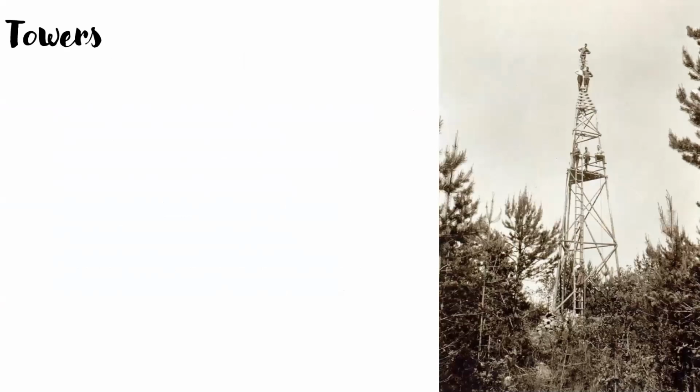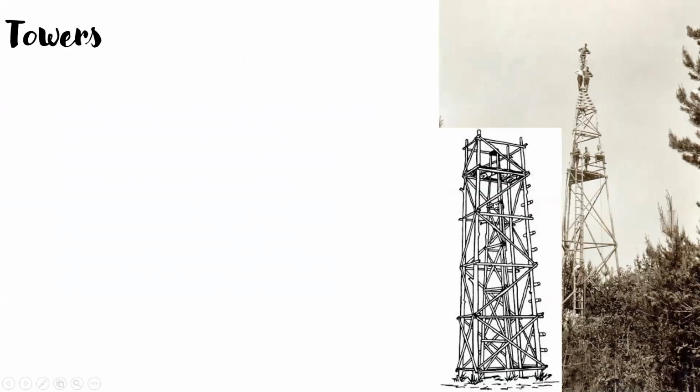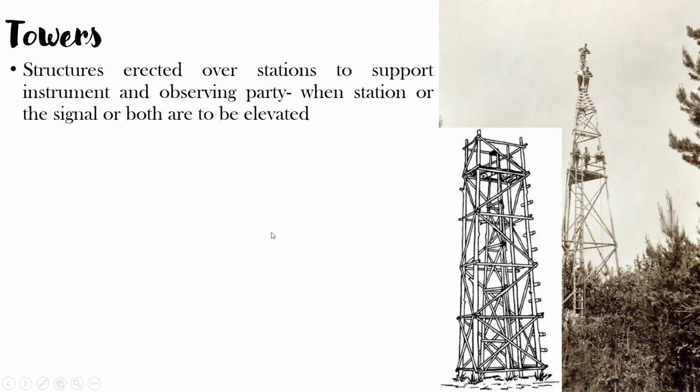What are towers? Towers are structures. Here you can see a component wherein 1, 2, 3, 4, 5, 6 persons are standing. The final structure should look in this manner. Now, what is a tower? A tower is a structure erected over stations to support the instrument and observing party. Why do we have to support the instrument and observing party? When the station or signal or both are to be elevated.